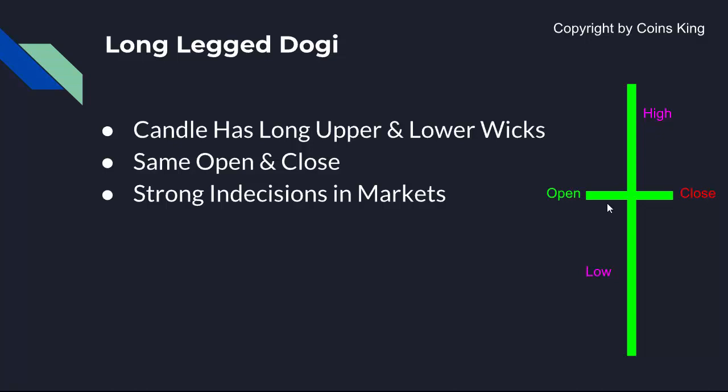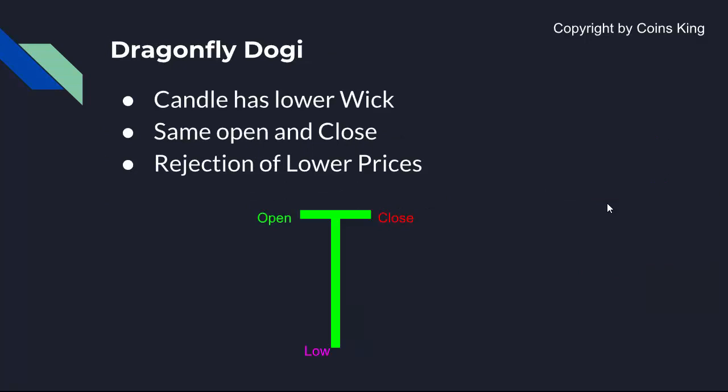Now let's have a look at the third type of Doji candlestick pattern, which is the Dragonfly Doji. The dragonfly is an insect usually found near water. You can also Google it. It has a head and a very long tail, and that's why this candlestick pattern is named so, because it has a head and a long tail.